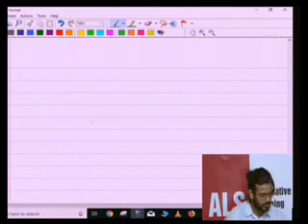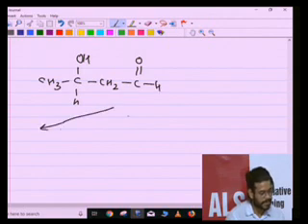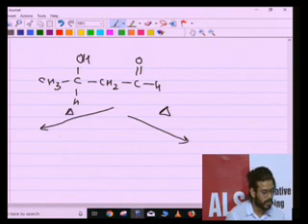Okay, so the compound was CH3 CH with one OH and then CH2 C double bond O H. If I heat this compound, delta basically means I'm heating it, what will happen? There are two possibilities.